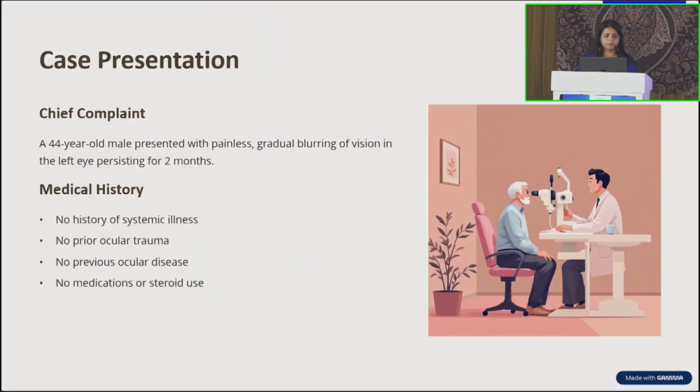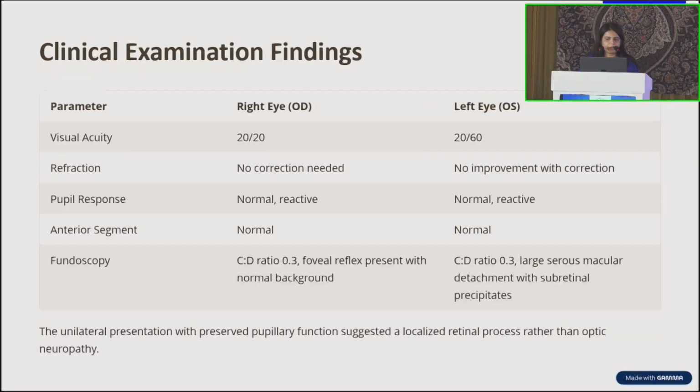A 44-year-old male patient presented with painless gradual blurring of vision in the left eye persisting for 2 months. There was no history of any systemic illness, prior ocular trauma, or ocular disease, and no medication or steroid use. Visual acuity in the left eye was 20/60 with no improvement with refraction. Pupillary response was normal and reactive. Anterior segment examination was unremarkable.